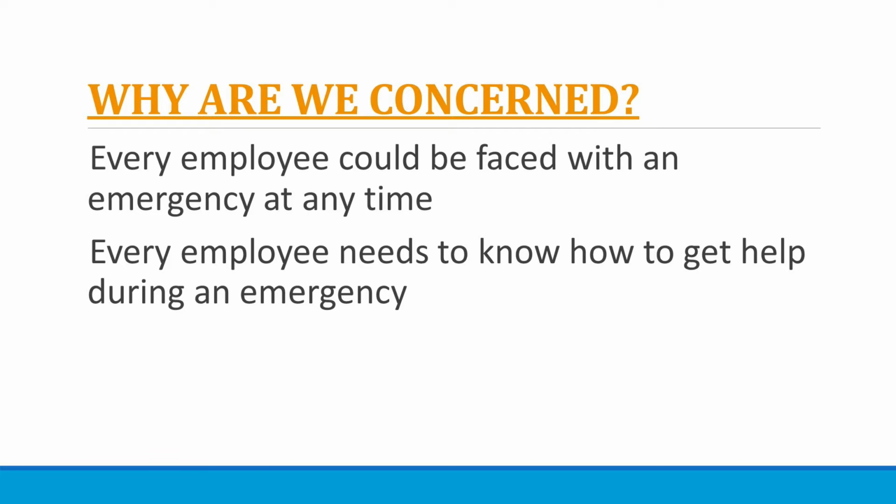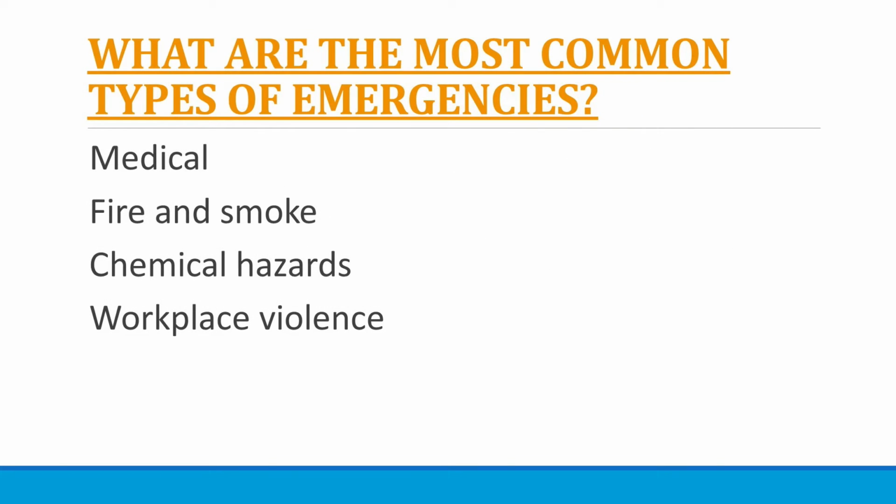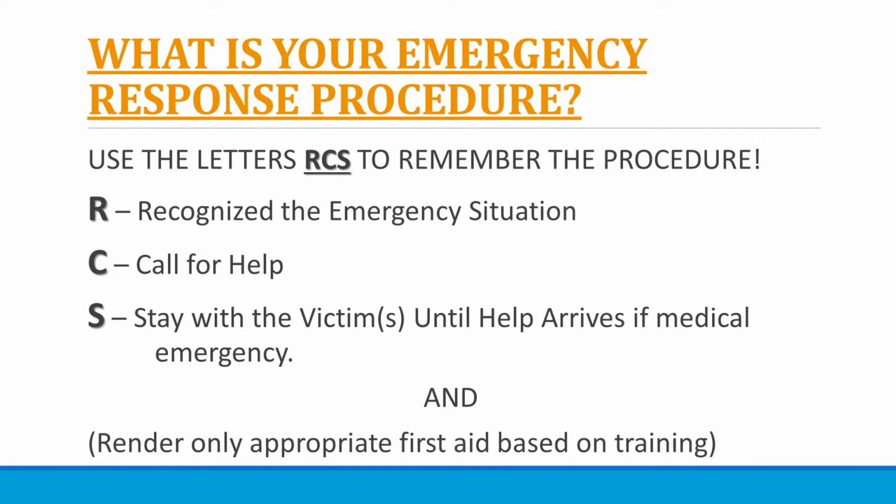So it's important that we act swiftly, we act calmly, and we go through the procedures as well as we can. So what are the most common types of emergencies? Well, you can have medical emergencies, people hurt, people get sick. We can have fire, smoke hazards, chemical hazards, and unfortunately nowadays we cannot leave out workplace violence. That's really important that we have those things under consideration.